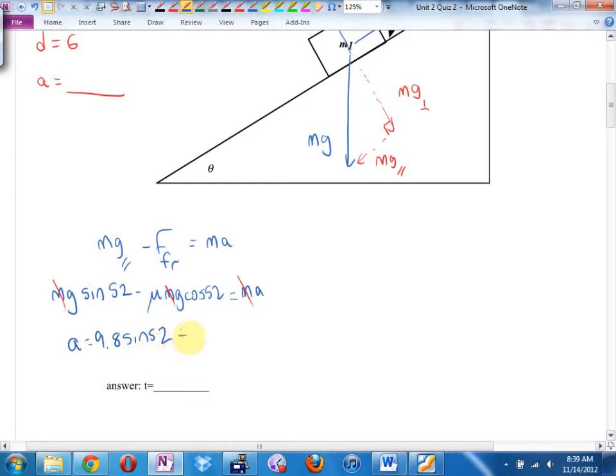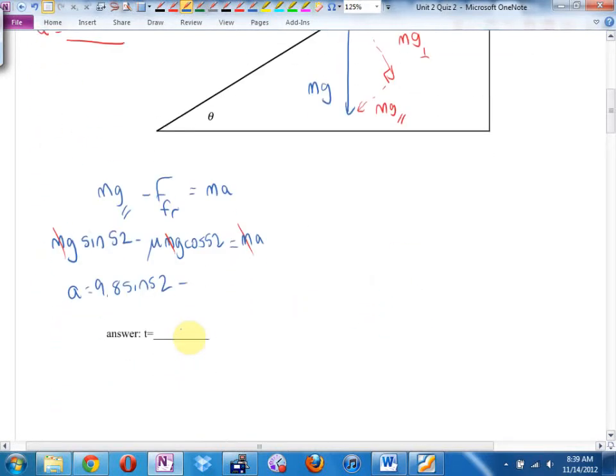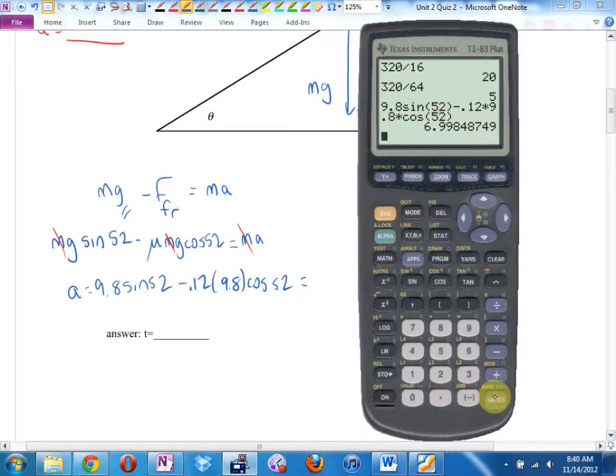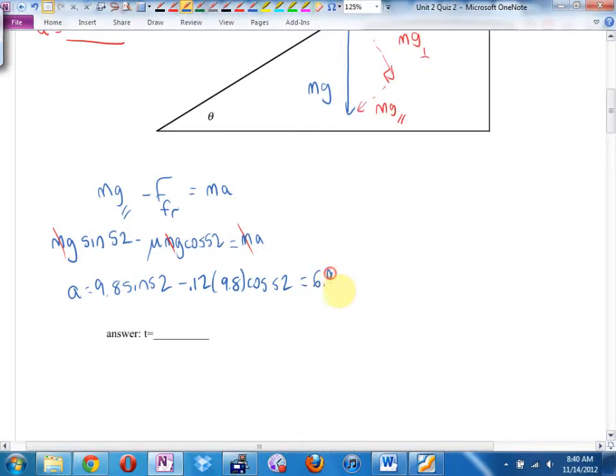52 minus, what was mu? My default is usually 0.12. That seems to be my favorite one when I'm making stuff up. Times 9.8 cos 52. And I get an acceleration of 9.8 sine 52 minus 0.12 times 9.8 times cos 52. Do you get an acceleration of 6.998, 7.00? Okay, I'm going to keep 6.998 since I'm going to be using that. They didn't ask me to find the acceleration.